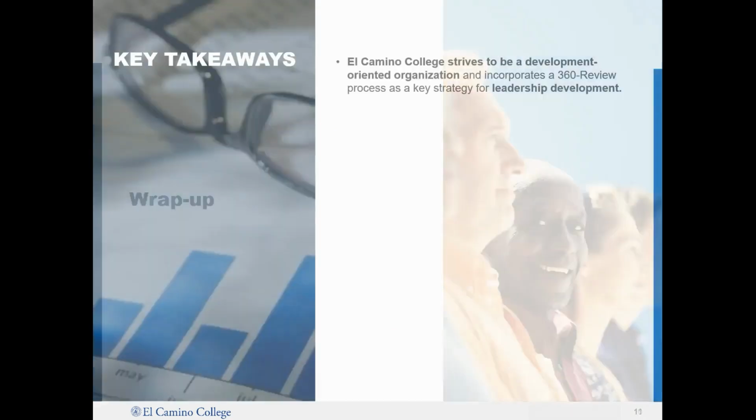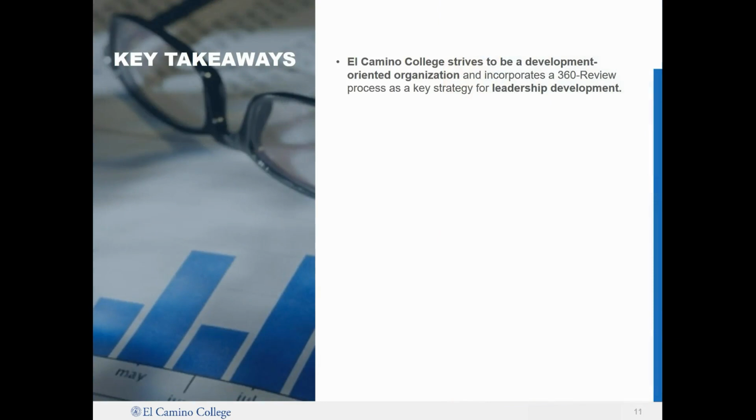We are almost at the end of this training, but before we wrap up, let's highlight the key takeaways from this training. El Camino strives to be a development-oriented organization and incorporates a 360 review process as a key strategy for leadership development.